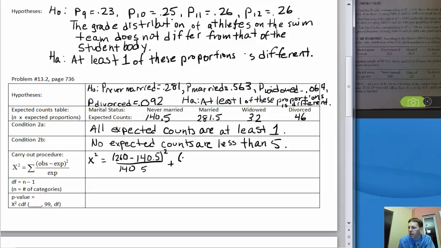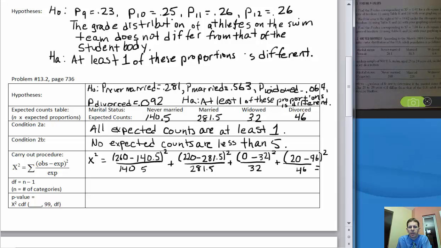And we're going to continue taking numbers that were originally in the first table, and subtract them from numbers that we calculated in our expected table. We square these differences, and we divide by the expected value. And we'll do this for the other two values in your table as well. From your homework from last night, you should have actually calculated this value on your calculator. This is equal to about 161.77.